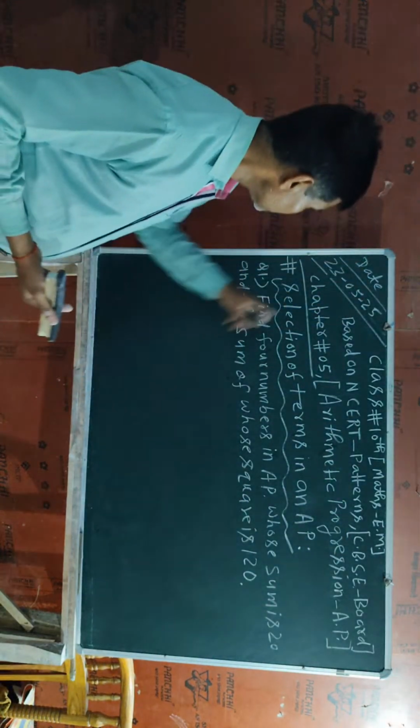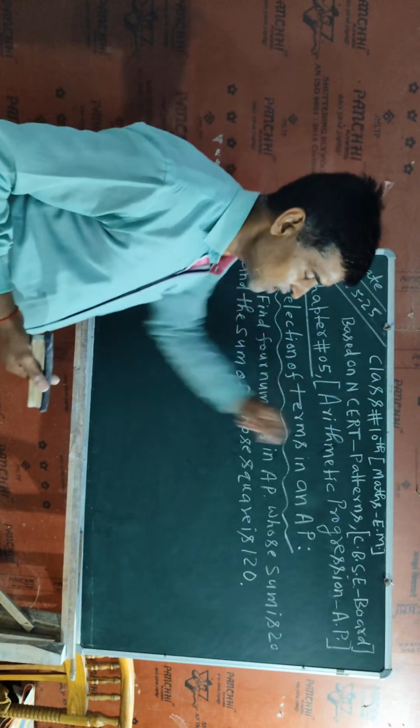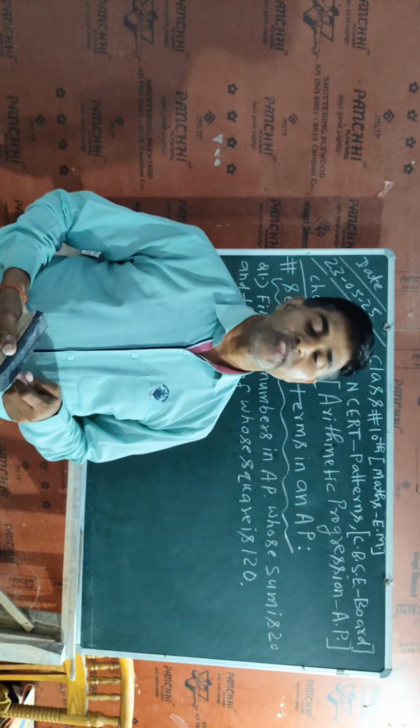Okay student, now here I am explaining chapter number 5, whose name is arithmetic progression, and it is also written in short form, that is AP.